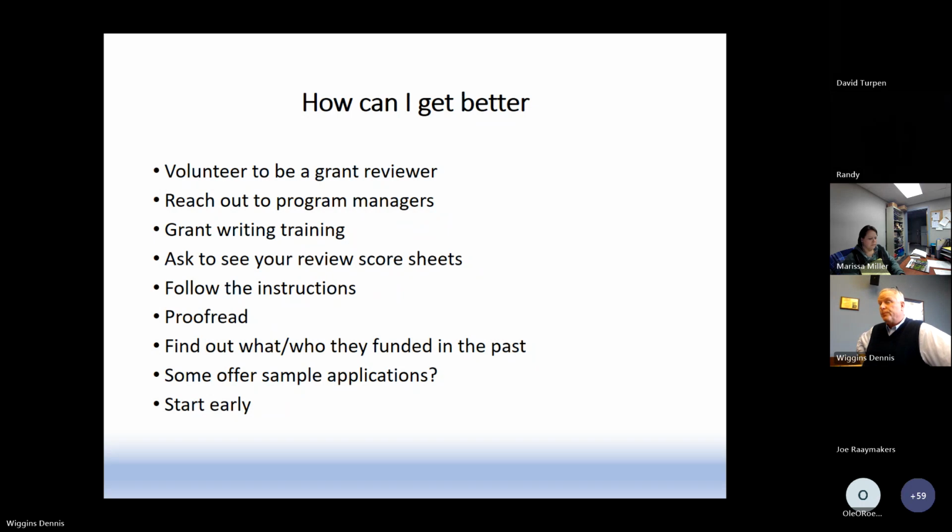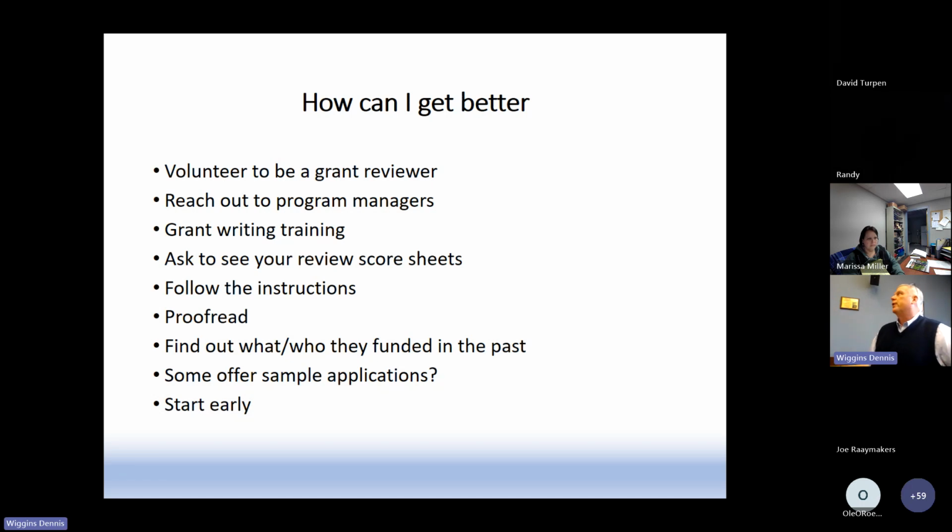And guess what? Some agencies pay their grant reviewers. The feds pay pretty well. I think they pay $1,500, and you don't have to read that many grants. So volunteer to be a grant reviewer. It's a great exercise. You see a lot of approaches in how people write grants, and you get to experience the process by which your grant's going to be judged.